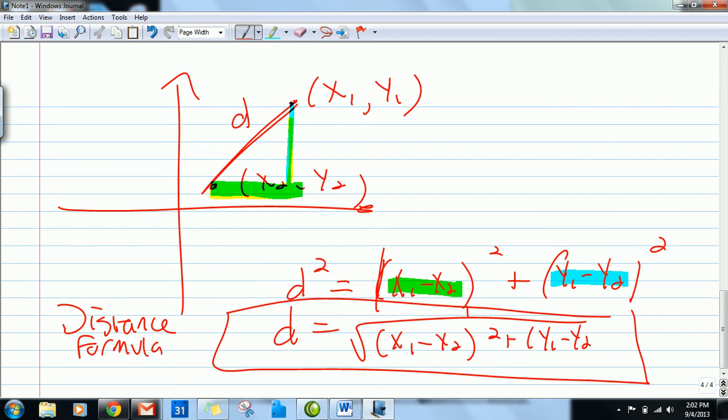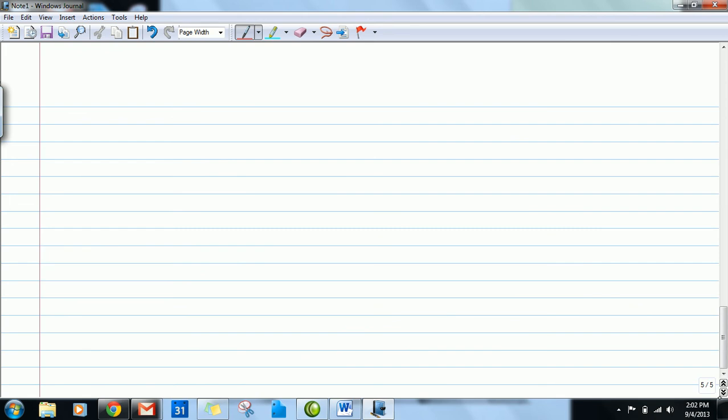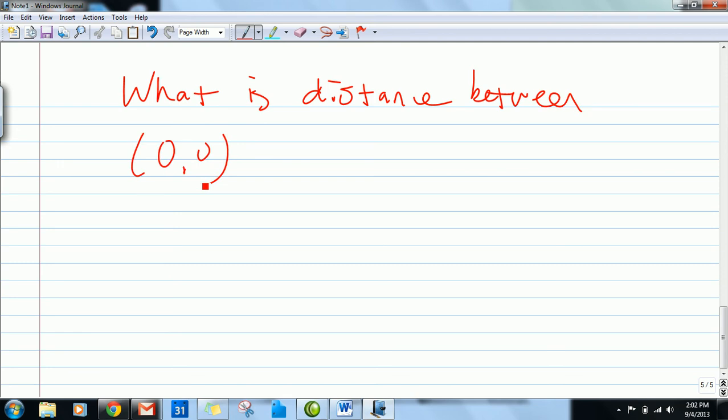Okay, there's one problem I want you to think about for tomorrow. What is the distance between these 2 points, 0, 0 and 5, 12?